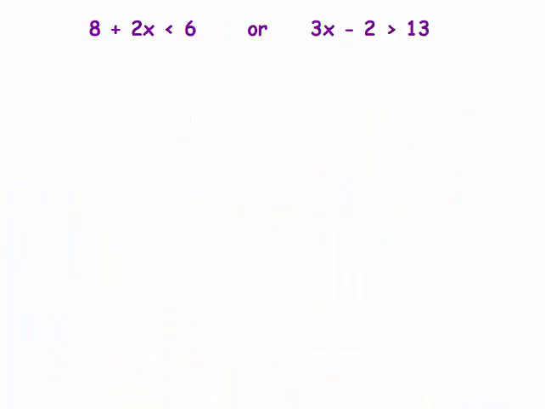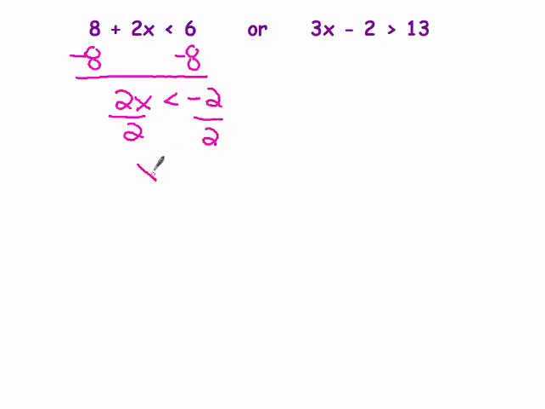A disjunction. Unfortunately, with a disjunction, you can't put them together and solve it the simple way that we just did with the last one. You have to do the separate problems as separate problems. We're going to subtract 8 from both sides. We're going to get 2x is less than negative 2. We're going to divide by a positive 2, meaning we do not flip the inequality symbol. We get x is less than negative 1.